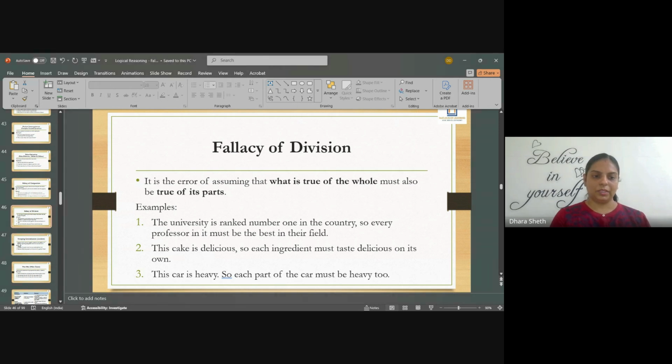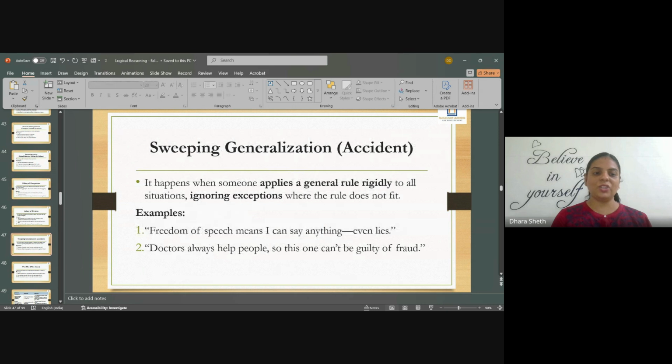Next, sweeping generalization or accident. They just write accident in the option. They don't even write policy with it. It happens when someone applies a general rule rigidly to all situations, ignoring that there are some exceptions where the rule does not fit. Freedom of speech means I can say anything, even lies, even slang language.